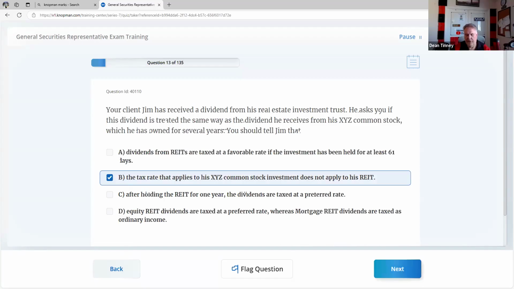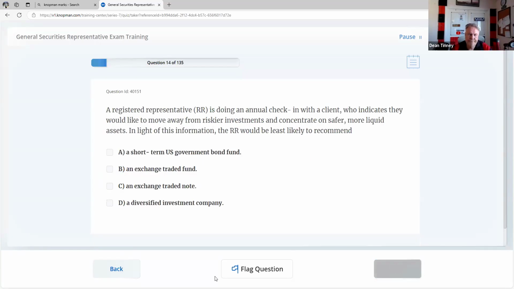I think that's going to be the answer because here's what I'm thinking, and we could be overthinking it, but I think what this is getting at is, he's going to get qualified dividends from his common stock because if you've owned the common stock 60 to 90 days, been on the stock before the record date, it's a qualified dividend taxed at a lower rate than your ordinary income tax rates. That's not true of a REIT. So I think B is the correct answer.